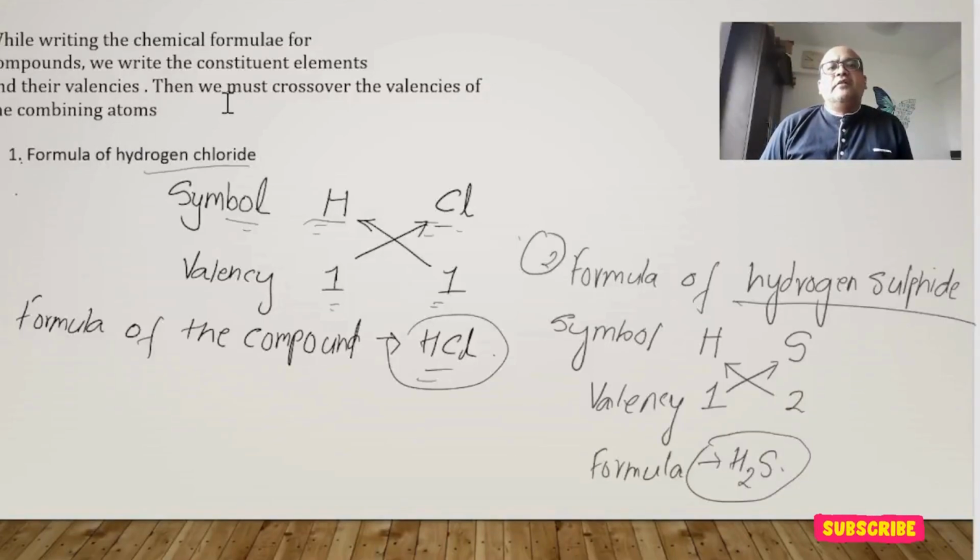While writing the chemical formula for a compound, we write the constituent elements and their valencies, and then we must cross over the valencies. Let us take the example of hydrogen chloride. We write the symbols hydrogen and chlorine, and then we write the valencies, that is one for hydrogen and one for chlorine. Then the crossover is done and we get HCl. In the same way for hydrogen sulfide, we write the valencies 1 and 2 respectively, and then we cross over and we get H2S.